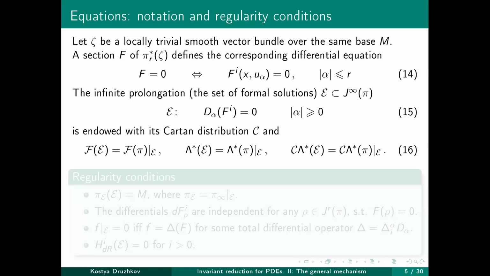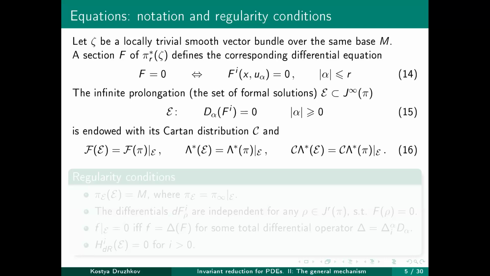F equals 0, or in local coordinates, F_i of x and u_alpha equal to 0, where F_i denotes the components of this section F. The modulus of alpha cannot be greater than r, since we use the projection pi_r. So it's r-th order jets. They describe r-th order derivatives, roughly speaking, in coordinates.